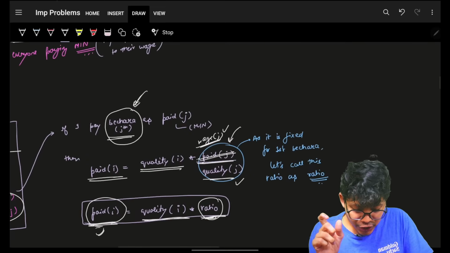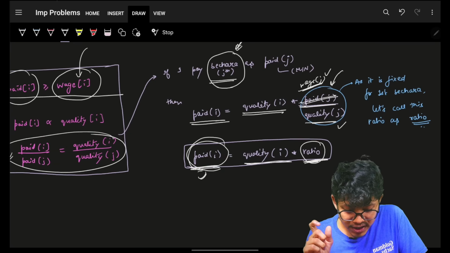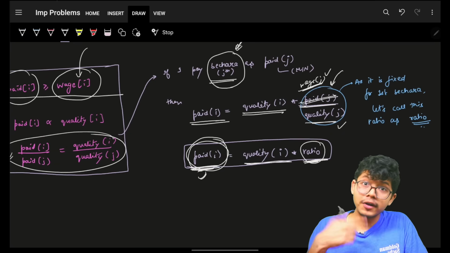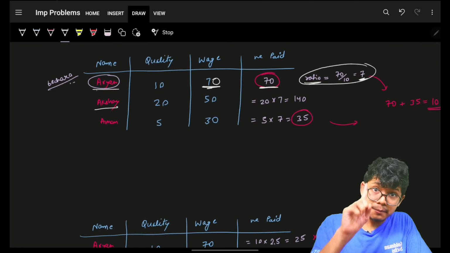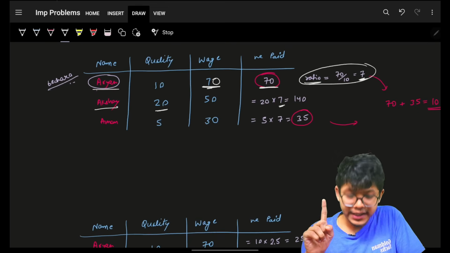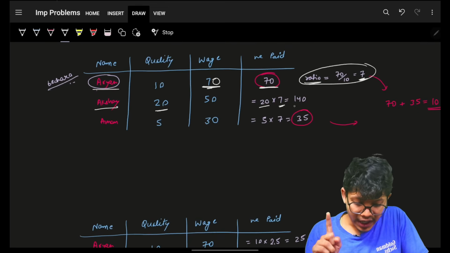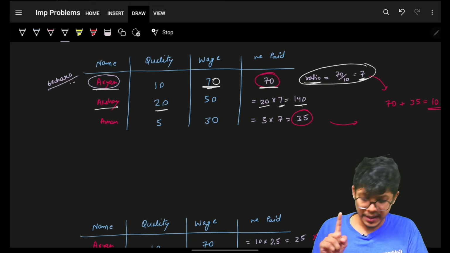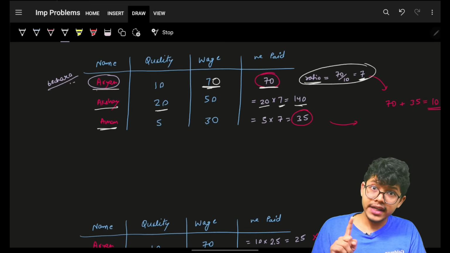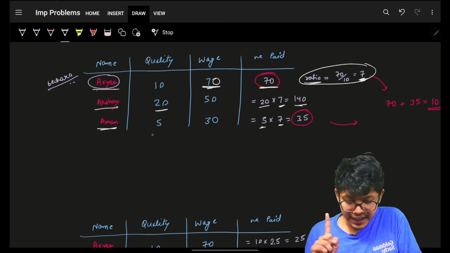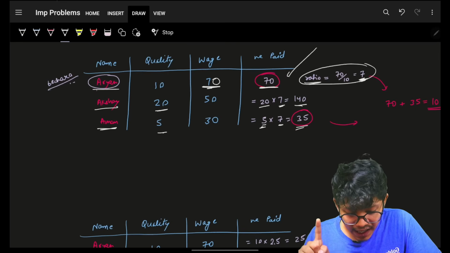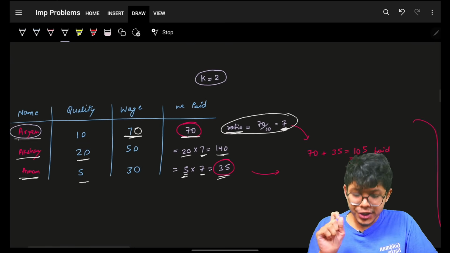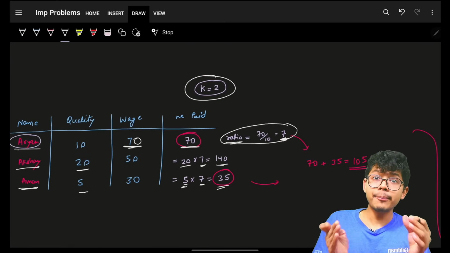Now, taking this ratio into consideration, I have to find how much to pay the others. So the pay of Akshay will be the ratio of the bechara, which is Aryan, times the quality of Akshay. Quality is 70... I mean 20, so I should pay Akshay 140. Same way, I take Aman: the ratio of the bechara, which is Aryan, multiplied by the quality of Aman, which is 5. I'll get 35. I remembered, I have fixed this, no matter what, but I should take K employees.